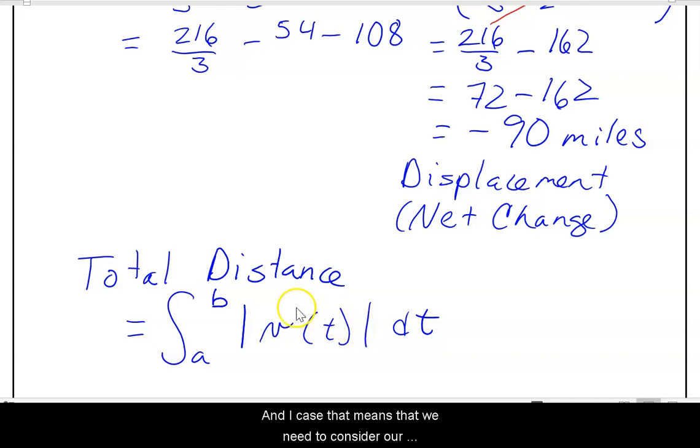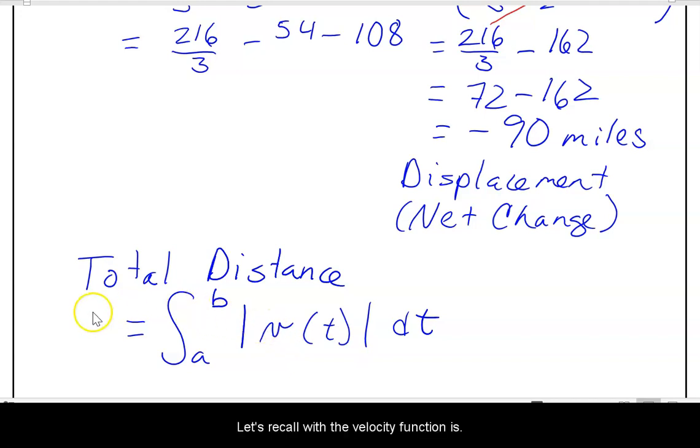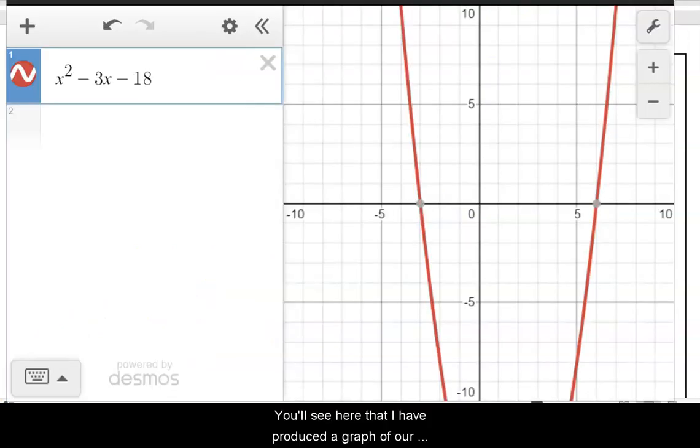In that case, we need to consider our velocity function and look at its absolute value, which will almost certainly mean a piecewise defined function. Let's recall what the velocity function is. You'll see here that I have produced a graph of our velocity function, but instead of using the variable t, I've had to use x. T is used in Desmos for a different purpose, which is to create a parameterized equation.